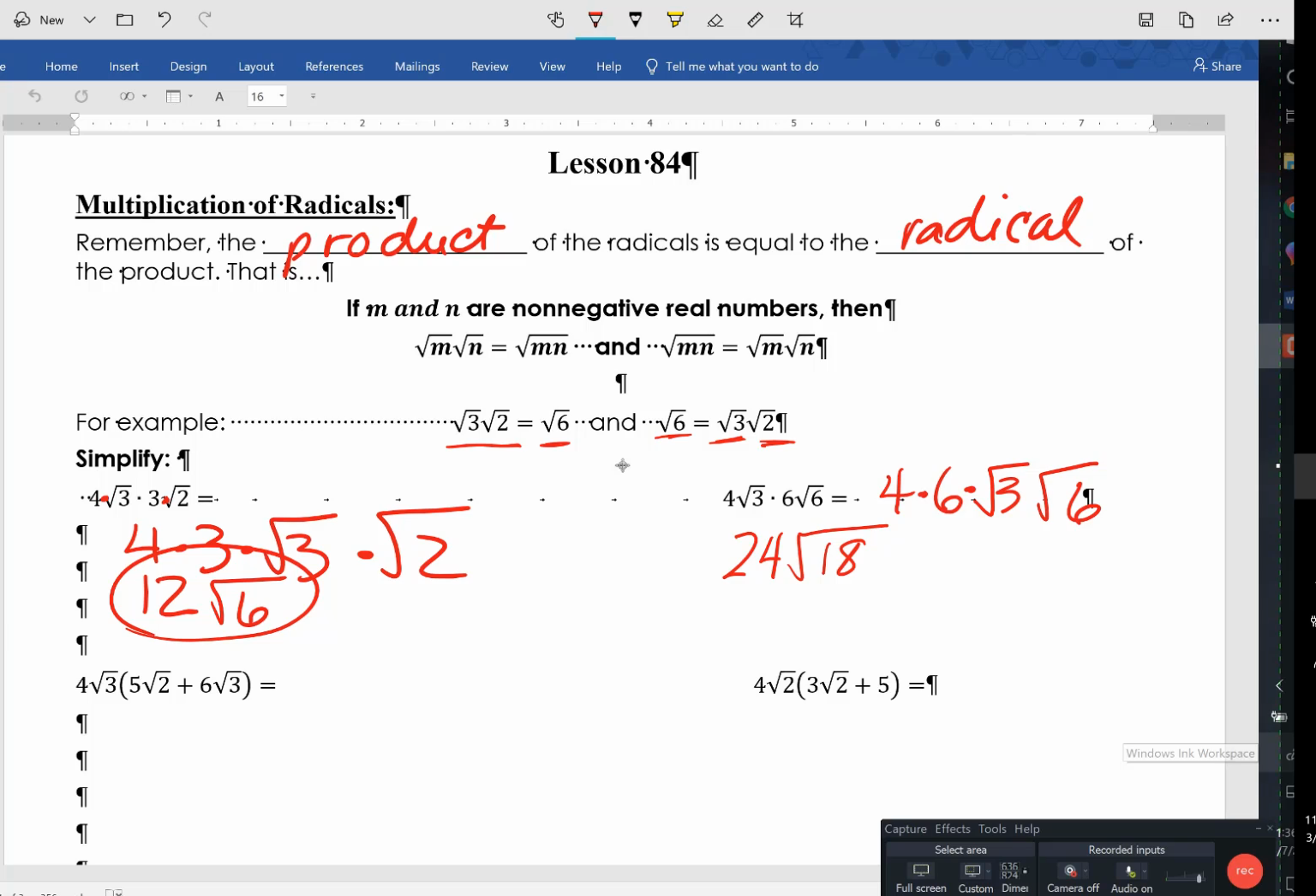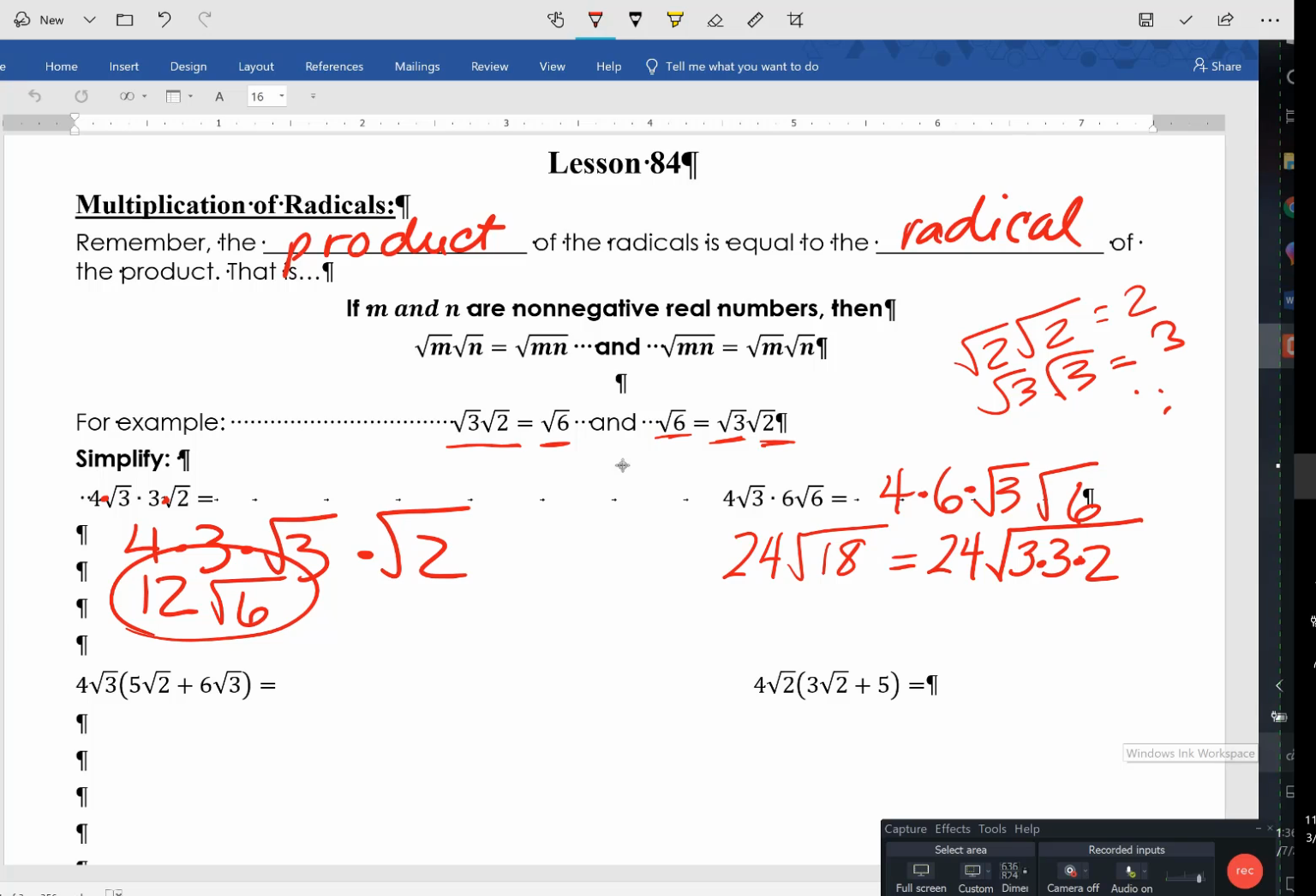Remember, we don't want to leave any perfect squares under the square root, any factors that are perfect squares. All right, so I could rewrite this as 24 times the square root of 3 times 3 times 2, because 18 can be written as 3 times 3 times 2. Now we remember that according to the definition of square root, the square root of a number times the square root of that same number is equal to that number. So for example, square root of 2 times the square root of 2 is 2. The square root of 3 times the square root of 3 is 3, and so on.